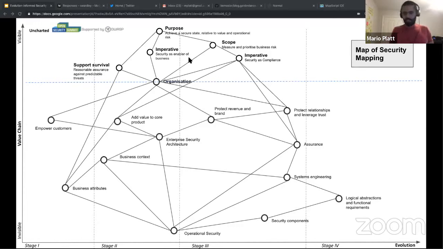Security in and of itself isn't worth very much. If something doesn't have an inherent value, then there's no point in securing it. So it always needs to be relative to that anchor. In terms of supporting this survival, I've worded it as providing reasonable assurance against the predictable threats. It's not about protecting against all the possible threats that exist out there, because there are many.